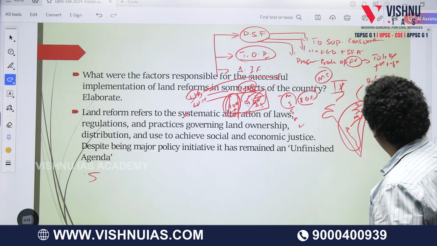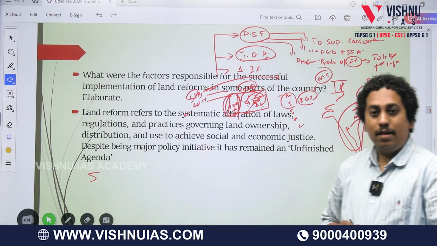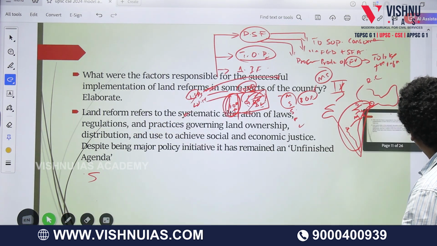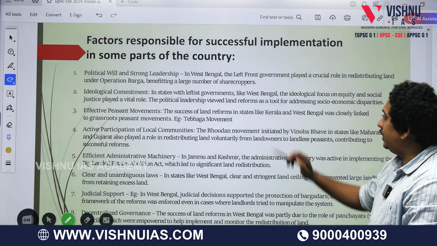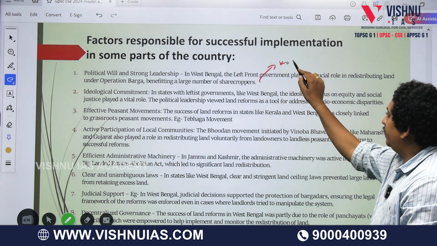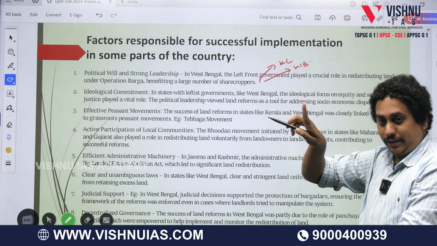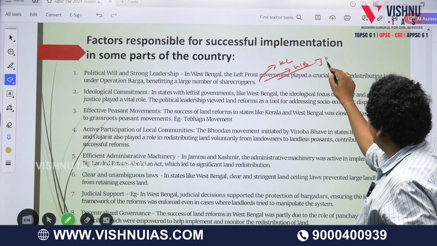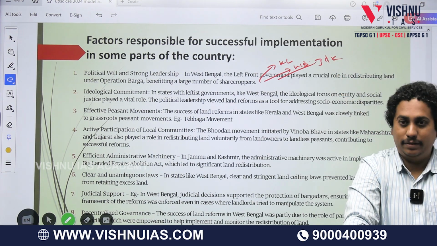What do you think are the reasons for the success of land reforms? Sorry? Bhoodan movement, okay. Strong leadership. Only a few regions it is successful. You can write about Kerala, you can write about West Bengal. To some extent, you can write about Jammu and Kashmir also. If you connect with history, Jammu and Kashmir can also be written.